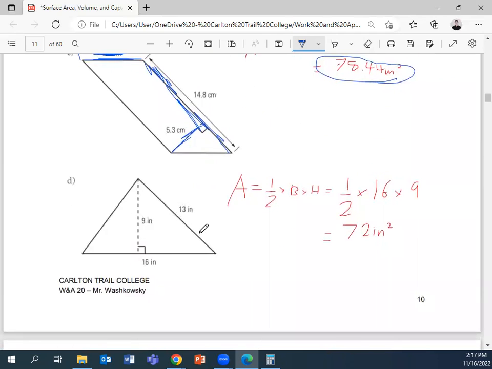Then for number D, same thing. There's 3 numbers there. Letter D. Every time I just see Kim smile, I know I messed it up. So its area is half times base times height. Again, there's 2 numbers here. There's 2 possible bases it could be, either 13 or 16, but only one of them has a height with it. So that way I know it's going to be 16 and 9. So 1/2 times 16 times 9. It's going to give me 72 inches squared. That's my final answer there.